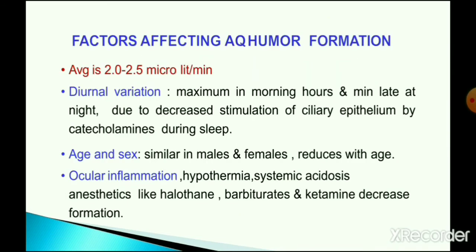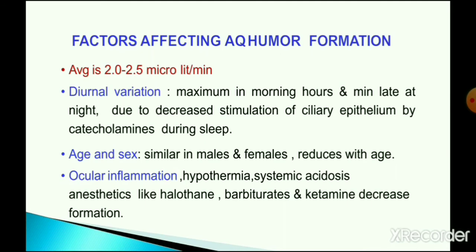Now we'll pass on to the various factors affecting the aqueous humor formation. The average rate is 2 to 2.5 microliters per minute. Diurnal variation: it is maximum in the morning hours and minimum late at night, due to decreased stimulation of the ciliary epithelium by catecholamines during sleep. So during sleep the secretion of aqueous humor is less compared to the early morning, where the secretion is maximum. Age and sex: it is similar in both males and females, and secretion reduces with age.